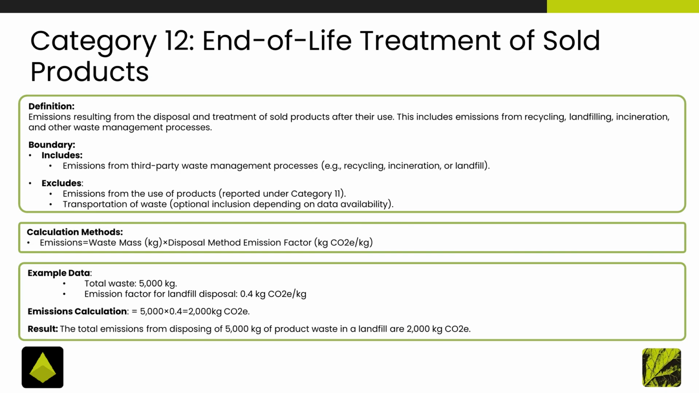To calculate, use the formula waste mass multiplied by disposal method emission factor. For instance, 5,000 kilograms of waste with an emission factor of 0.4 kilograms of CO2 per kilogram results in 2,000 kilograms of CO2 emissions. Efficient end-of-life strategies are crucial for minimizing environmental impact.